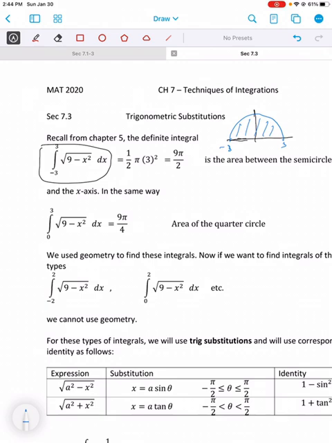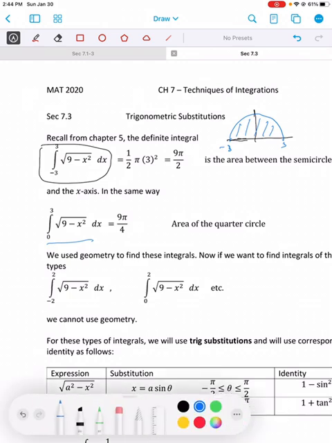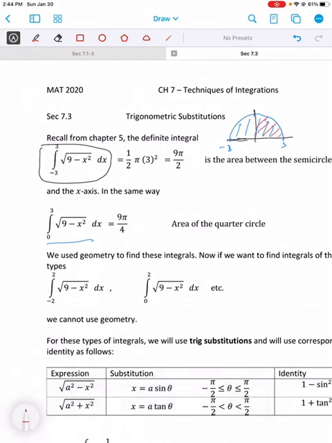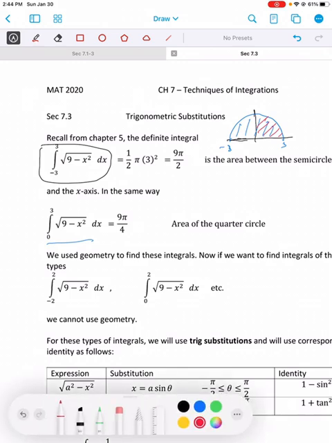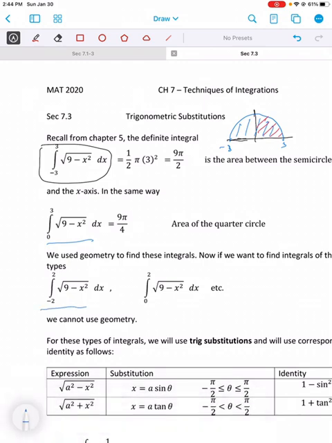over 2. In the same way, if we are looking at this integral, this is the quarter circle, so from 0 to 3, it will be just this portion, which will be 1/4 of the area of the circle. So these integrals we were able to evaluate by using geometry, but often we can encounter integrals which look something like this or like that.